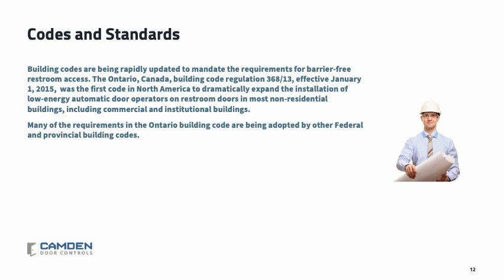Today we are seeing how building codes are being rapidly updated to mandate the requirements for barrier-free restroom access. The Ontario, Canada Building Code Regulation 368/13, which became effective in 2015, was the first code in North America to dramatically expand the installation of low-energy automatic door operators on restroom doors in most non-residential buildings, including virtually all commercial and institutional buildings. Many of the requirements that are in the Ontario Building Code are now being adopted by other provincial, state, and federal codes. As such, the Ontario Code should be viewed as the model for the emerging code requirements that we will have moving forward.